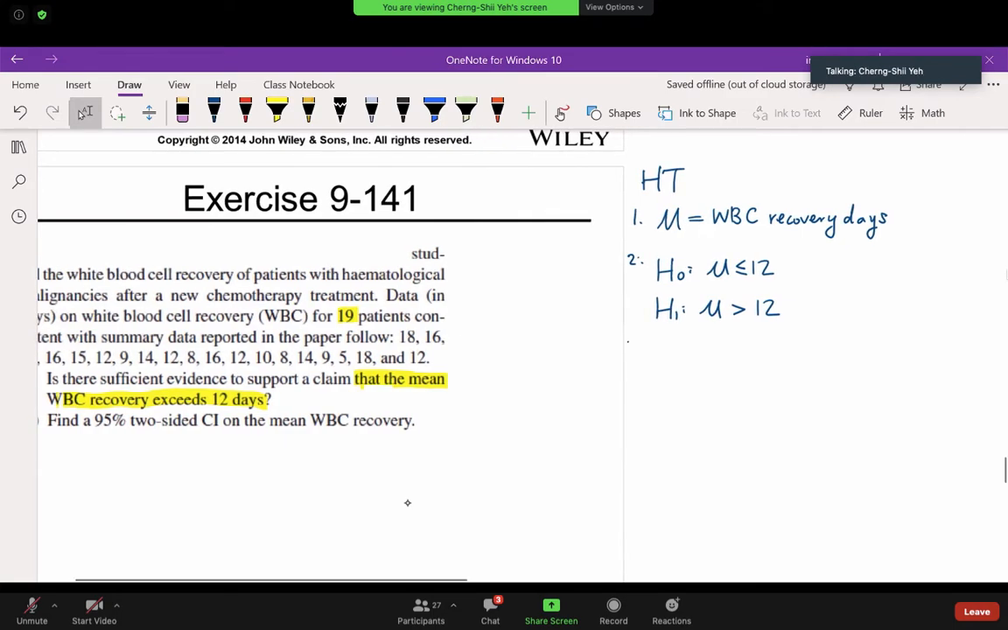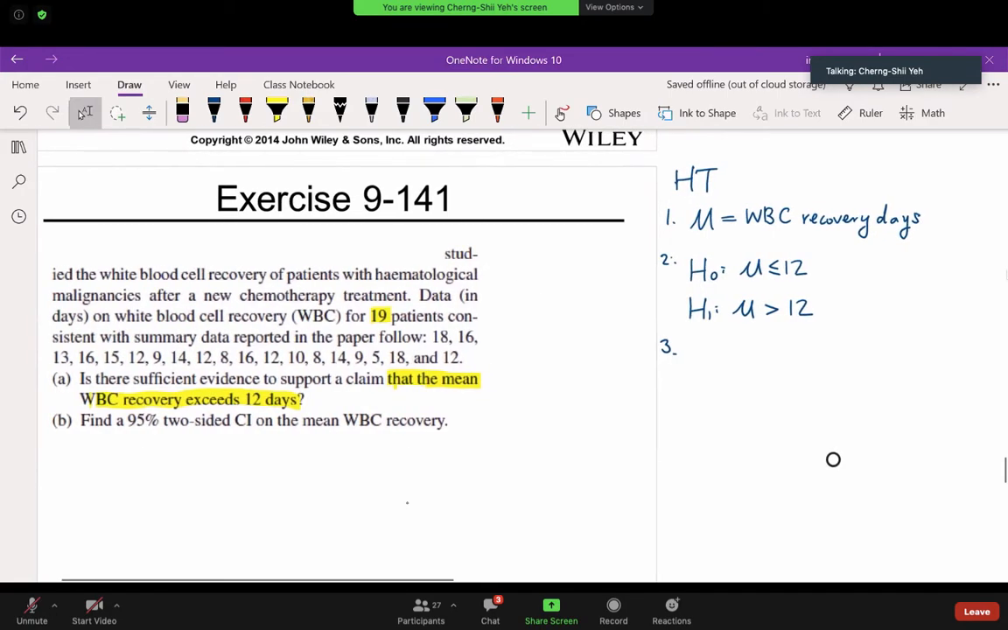Step 3, let's calculate our critical value. First of all, do we know anything about the population standard deviation? No, I don't see anything about the population standard deviation. Okay? Population standard deviation is unknown, which means we are going to use the Z distribution. Okay? So what is our critical value?